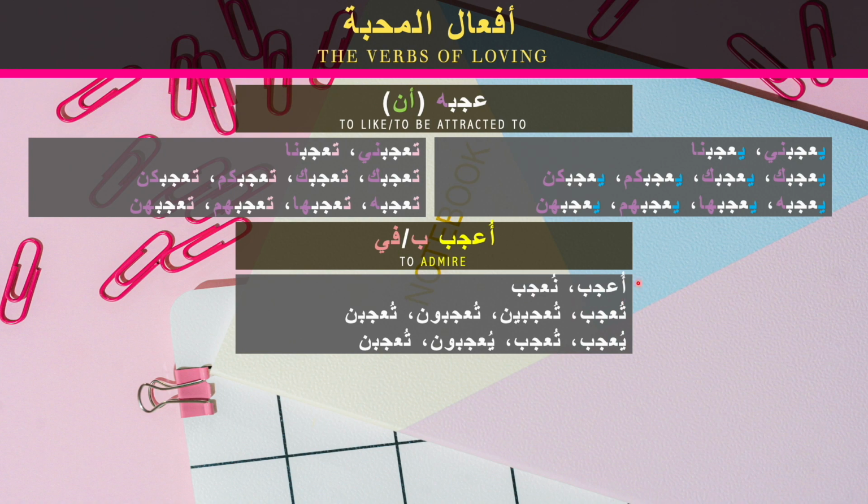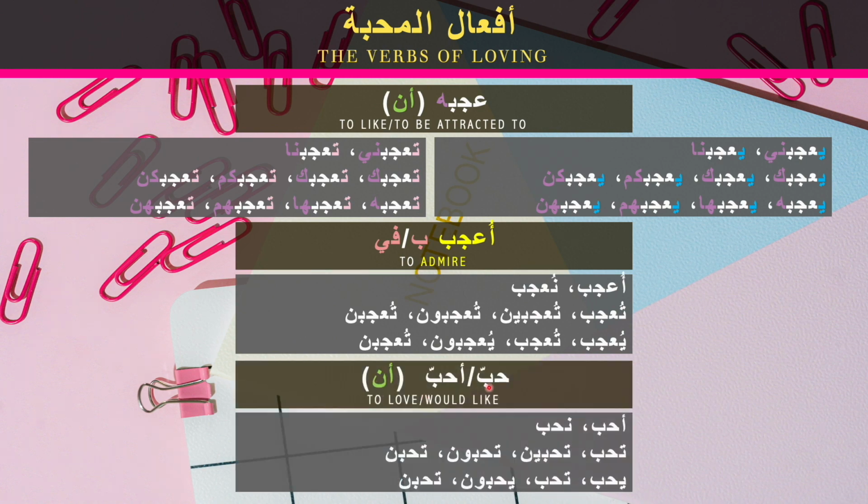The first person, أعجب, نعجب. The second person, تعجب, تعجبين, تعجبون, تعجبن. The third person, يعجب, تعجب, يعجبون, تعجبن. The next verb, to love. حب or أحب. Both verbs in the present form look exactly the same and give the same meaning. So for the first person, أحب, نحب. Second, تحب, تحبين, تحبون, يحب, تحب, يحبون, تحبن.